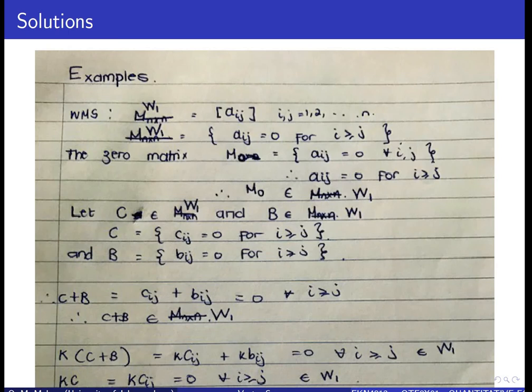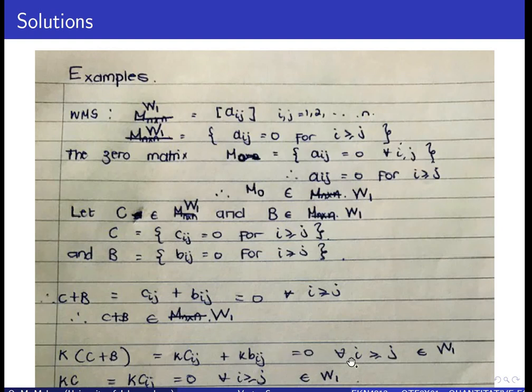Now it remains to achieve closure under scalar multiplication. I multiply C plus B with K, I get KCij plus KBij. As you remember, if this is a scalar, I can multiply every component of my matrix with this scalar, right?